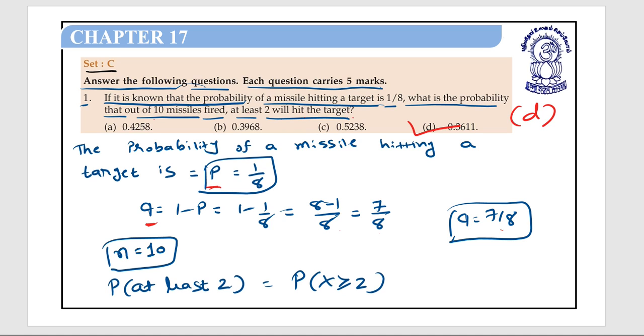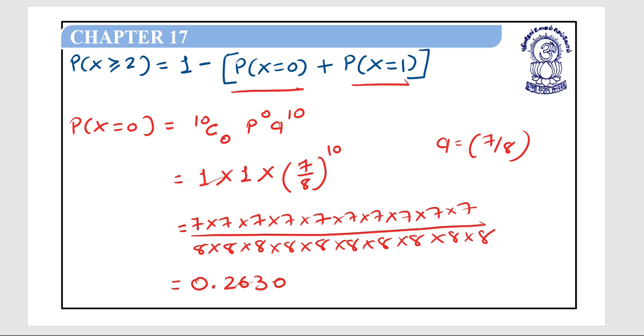So before 2, only 0 and 1. Instead of writing directly probability of x is equal to 2 plus probability of x is equal to 3 plus probability of x is equal to 4 plus probability of x is equal to 5, etc., the sum becomes very lengthy, and it takes more time.